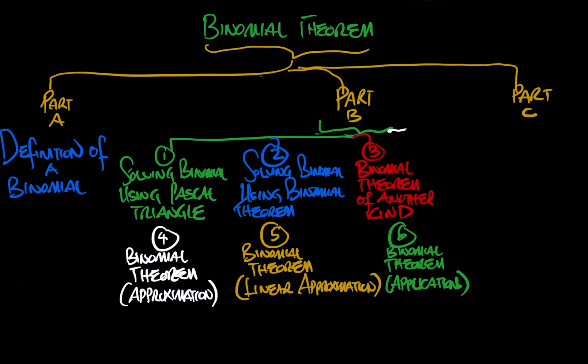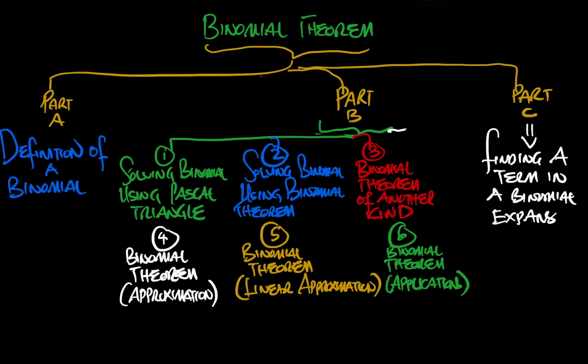And then we go to part C. In part C, we're going to be finding a term in a binomial expansion. Imagine that you've already expanded the binomial. They're asking you what is the third term in the binomial expansion, or you could be asked to just give us the fourth term without necessarily expanding everything. So this is going to be the content of the video.